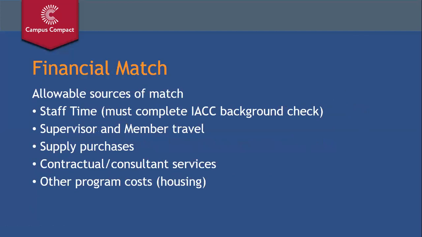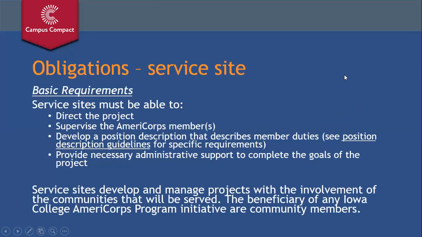So this is just a brief list of allowable sources of match. I briefly described this earlier, but things like staff time, where you have to complete a background check with us. If you have any sort of travel related to your service, certainly that would apply, or professional development would apply too. Supply purchases that are related to the program, contractual or consultant services, like bringing in a trainer to deliver a training or professional development opportunity to your AmeriCorps members, or other program costs. I think the most popular one that we've seen in here is housing. So if you have a full-time member and you want to provide them with some sort of housing benefit, that would fit under other program costs.